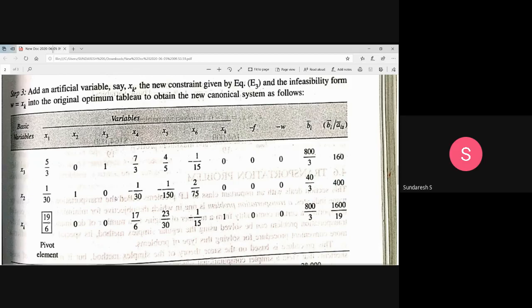All right. So what we have done in step 3 is we have added an artificial variable xk. Now look at this table and the element values here. The x3 and x2 will have the same values, no change. Of course, for the artificial variable you can put 0 here. Under the W column also you can put 0 for the x3 and x2 rows.